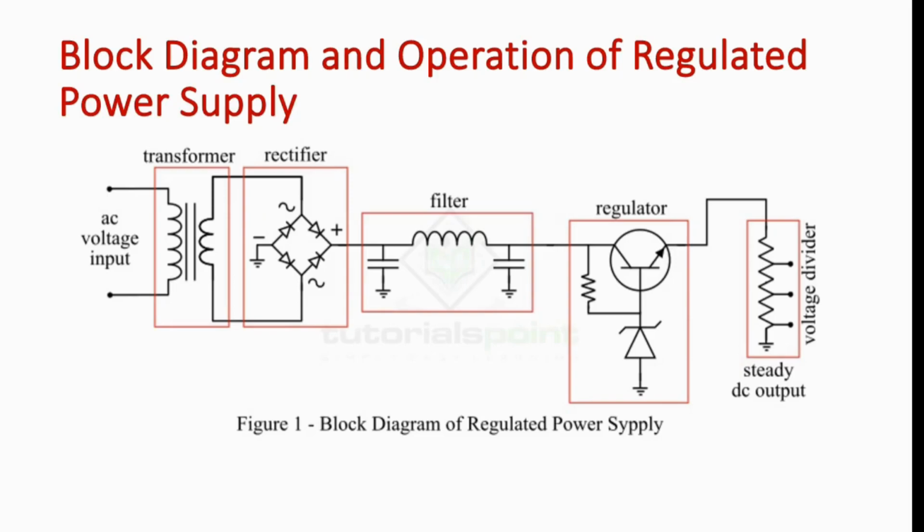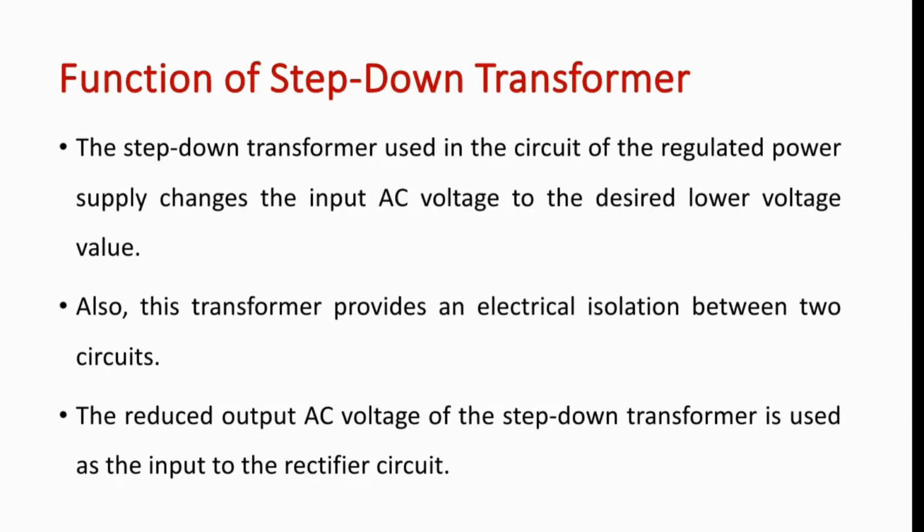So what is a regulated power supply? An electronic circuit that produces a stable DC voltage of fixed value across the load terminal, irrespective of changes in the load, is known as a regulated power supply. So the load is changing at any instant of time, but the RPS output DC source should be a fixed one. That is the purpose of RPS.